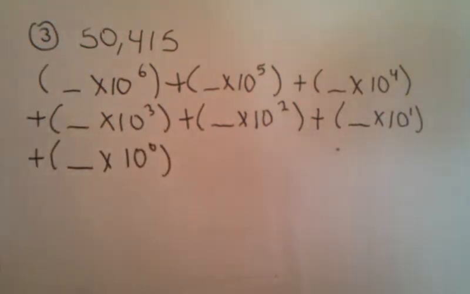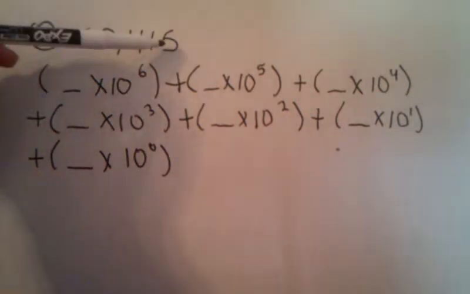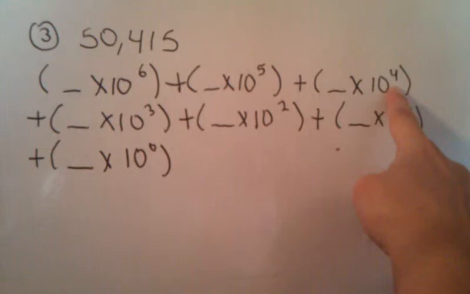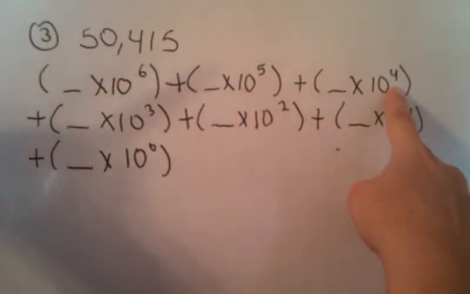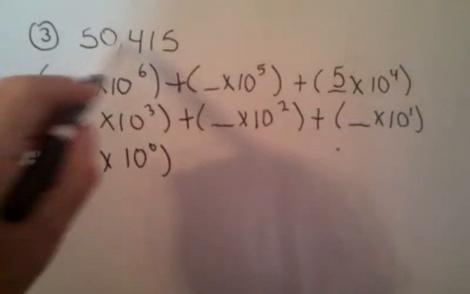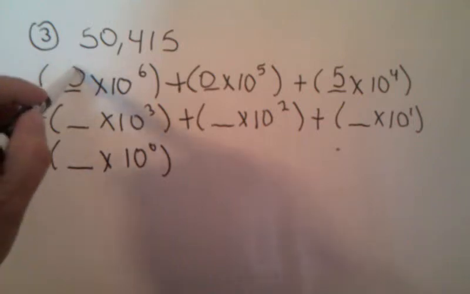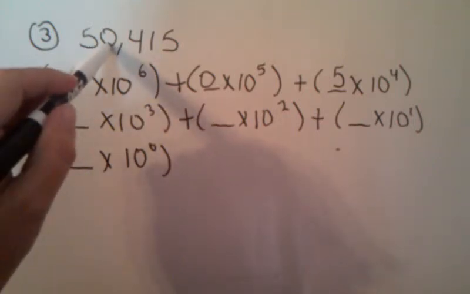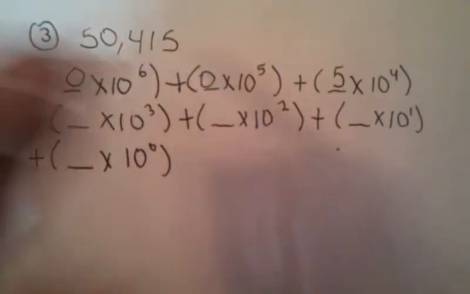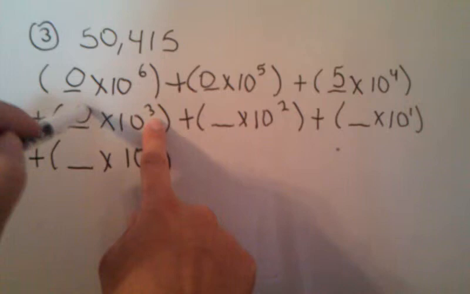Okay? The easiest way to do this is right here. Count how many numbers are after it. There's 1, 2, 3, 4 numbers after it. So this is going to be times 10 to the 4th power because there's 4 numbers after it. So my 5 is going to go here, and I'm going to put zeros in these first two. My next number is a 0. 0 has 1, 2, 3 numbers after it. Since it has 3 numbers after it, I use 10 to the 3rd. So my 0 goes here.